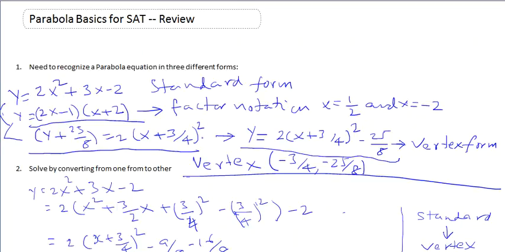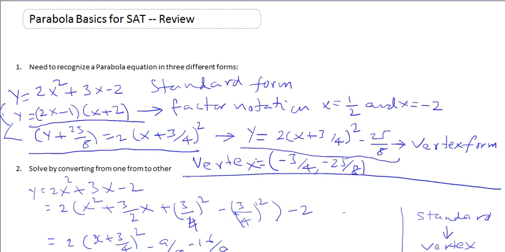whereas the third notation makes it easy to find where the vertex is. So the vertex would be at minus 3 over 4 and minus 25 over 8. So this is the vertex. So vertex is at this point.